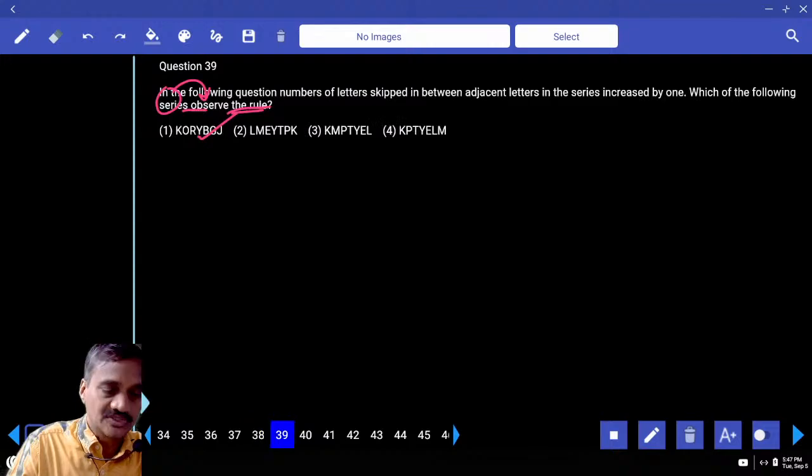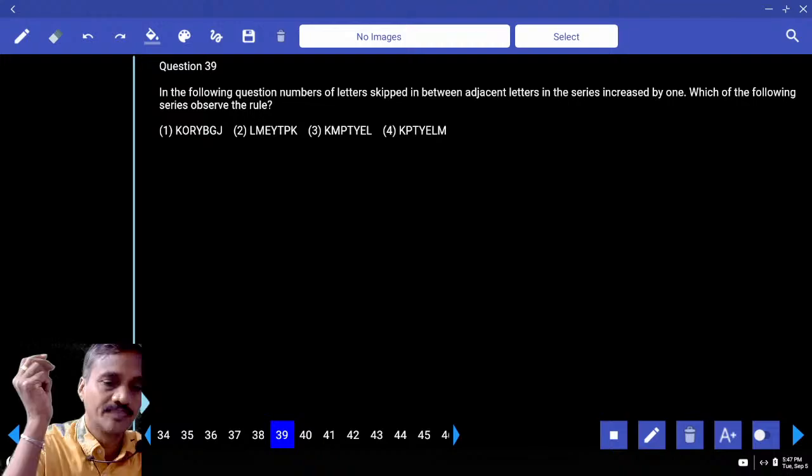Then next one, the 39th one. Now in this question number 39, in the following letters, in between we need to have an increase by 1. Increases by 1 means in between 1, next one 2, 3, 4, 5 and so on. Now here K and O, the difference is how much?